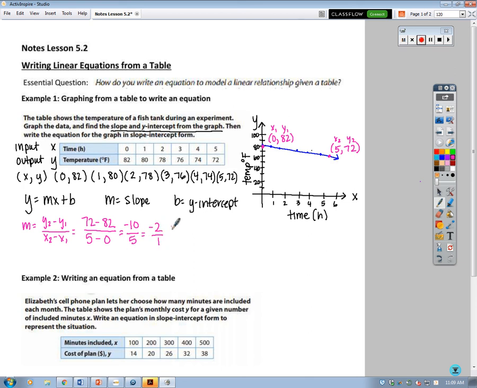And in this case, that means 2 degrees Fahrenheit for every 1 hour. So it decreases at a rate of 2 degrees Fahrenheit per hour. And so that's my slope.